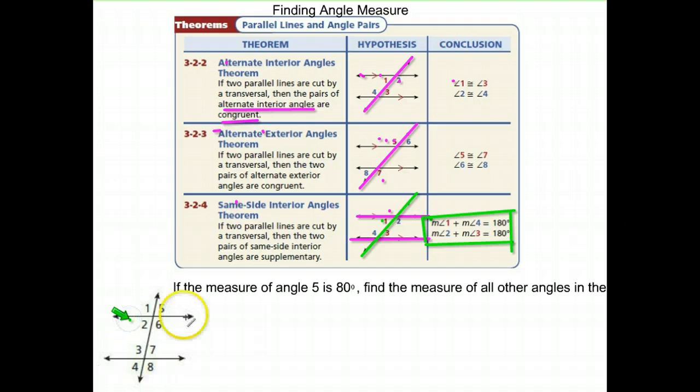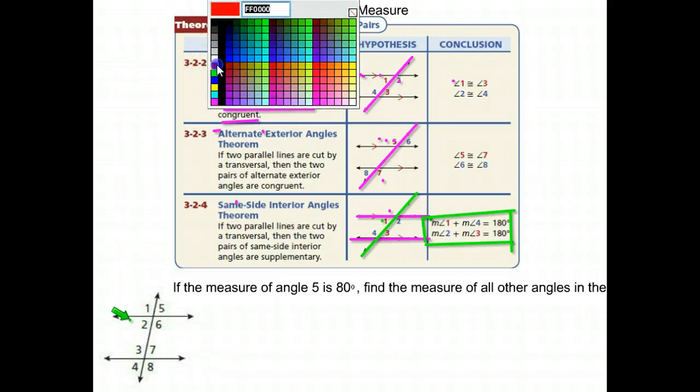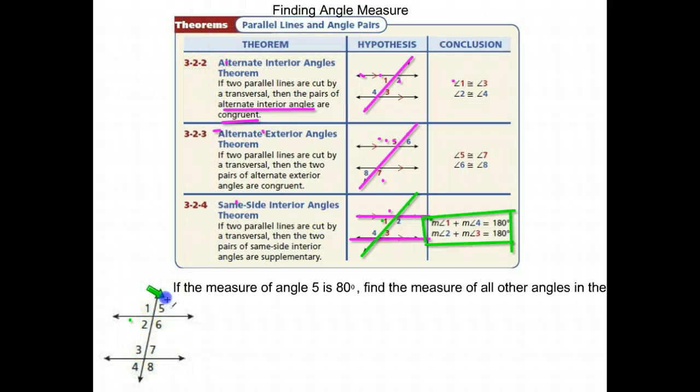Okay, down here we have a figure. It says if the measure of angle 5 is 80 degrees, I'm going to go ahead and put that in there in my figure. So angle 5 is 80 degrees. Find the measure of all the other angles in the figure. Well, we can do that. We can do it in a couple of different ways. We can use corresponding angles. We can use alternate exterior angles.